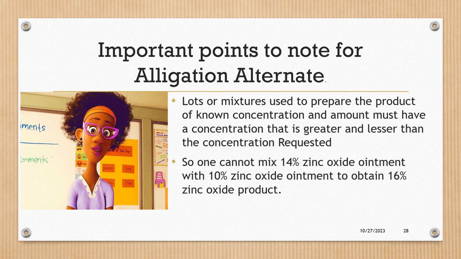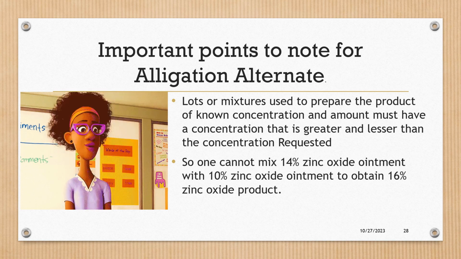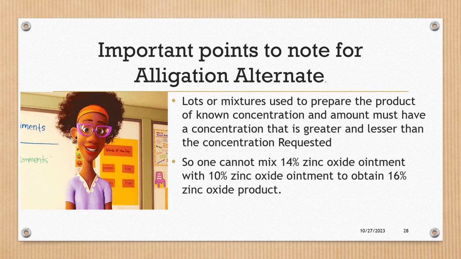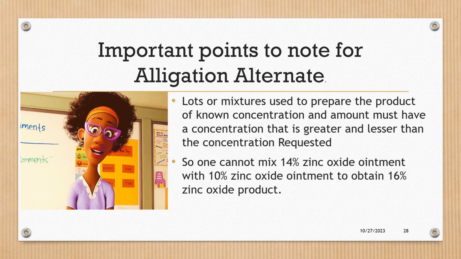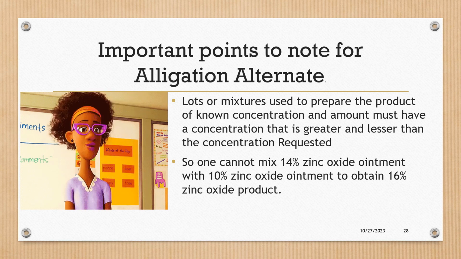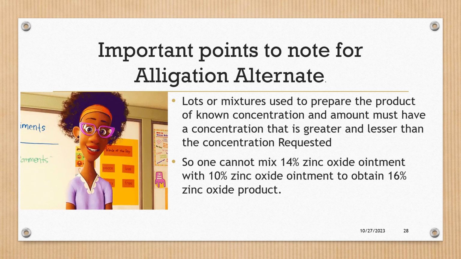And so when you are looking at the request that you have before you, you must determine that your concentration falls between the two stock concentrations that you have. So if you want 16%, then you might need to get a stock with a higher concentration, and then you can use another stock that has a lower concentration, may it be 14% or 10%, whichever the case is.